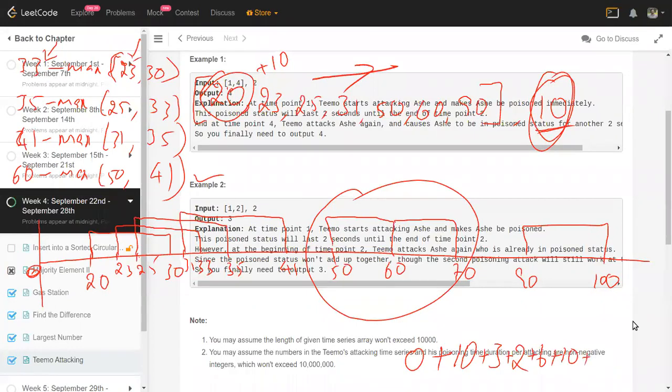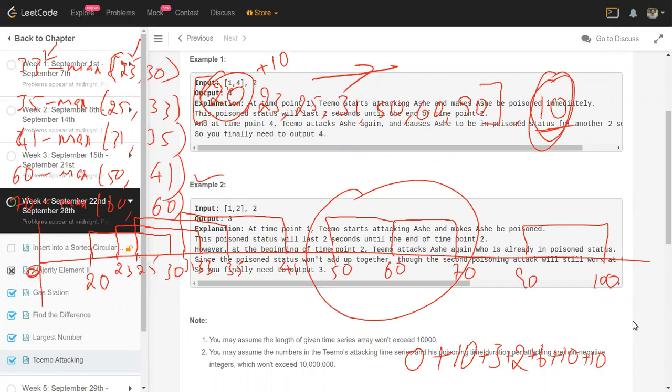Similarly, 60 is the ending time of the previous one anyway. So the next one starts at 60 and ends at 70. 70 minus max of 60 comma 60. In this case, both of them are the same. Still the answer is 10. So this kind of indicates that there is no gap in between, right?